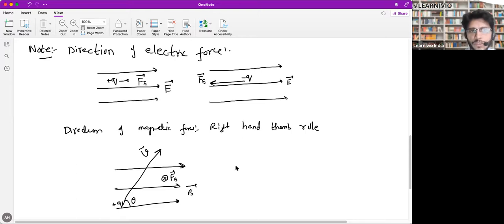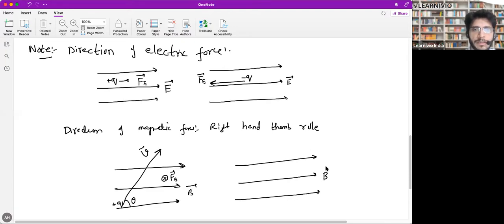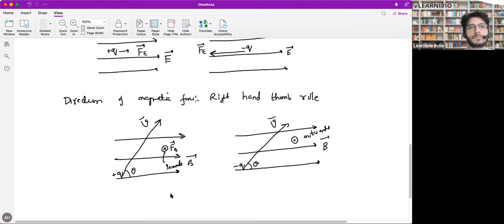But instead of a positively charged particle, if you have a negatively charged particle, we have discussed this result in the previous class. The right-hand thumb rule will give inwards, but if the particle is negative, then the actual direction will be outwards. Outwards means dot. Cross means inwards.